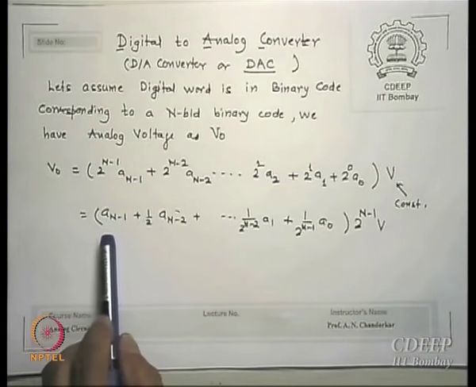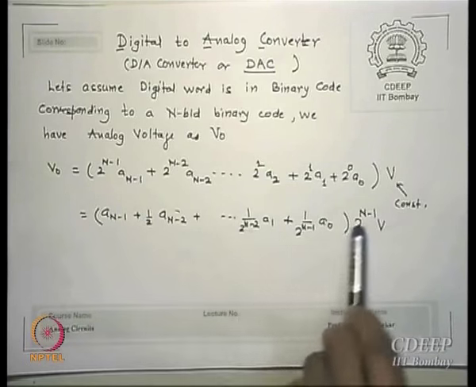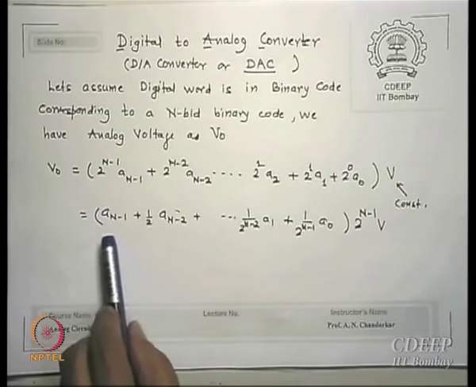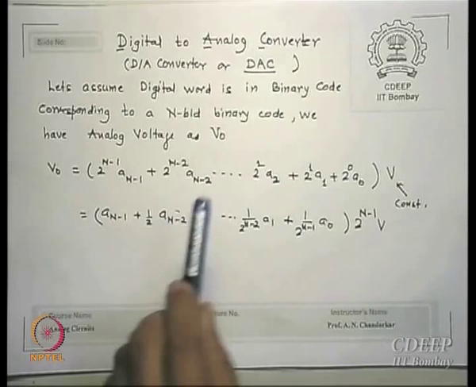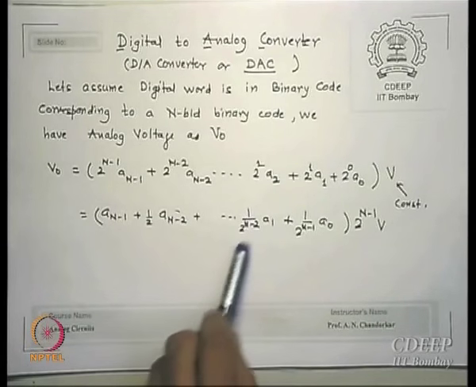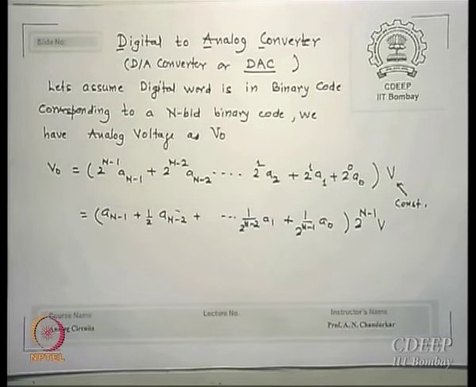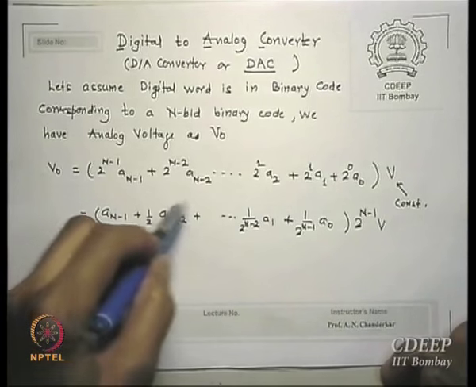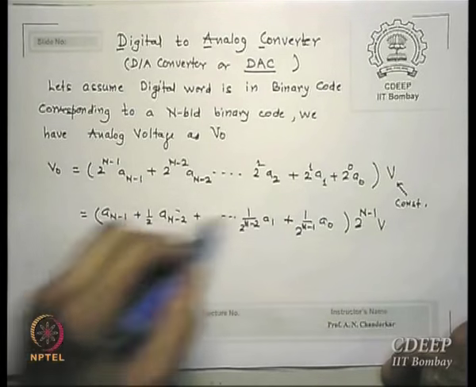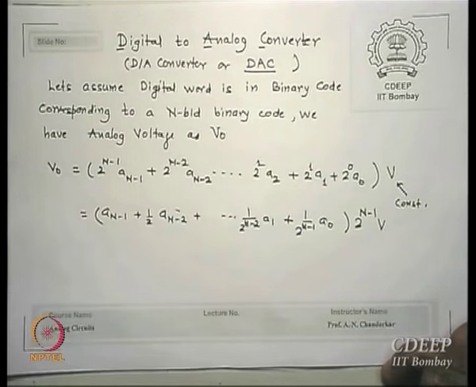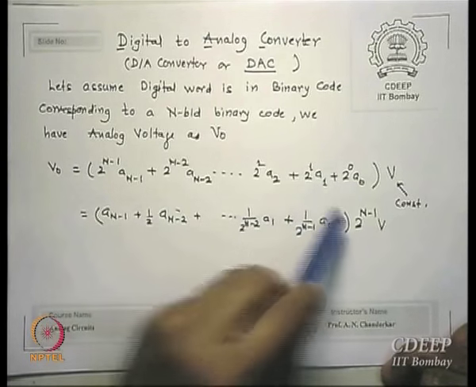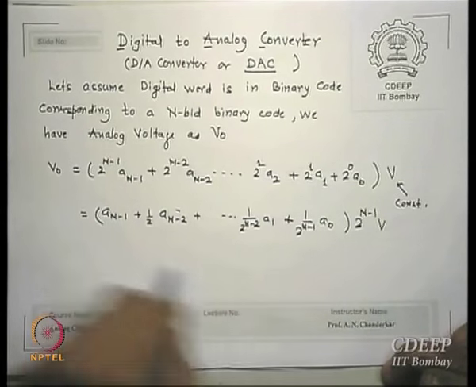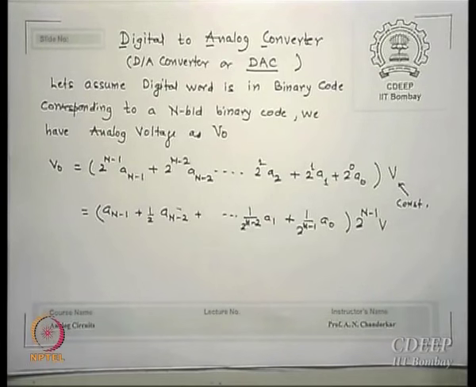Okay. So I take 2 to the power n minus 1 out. So I write V0 as A(n minus 1) plus half A(n minus 2) plus 1 upon 2 to the power n minus 2 A1 up to A0. So now I see, if these are the numbers and these are the coefficients, if I can make a circuit which does this job, then I am converting given data into analog voltage.